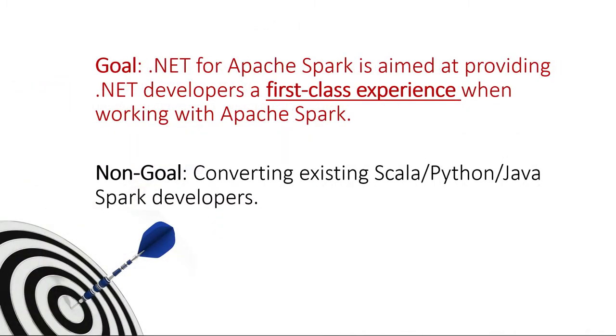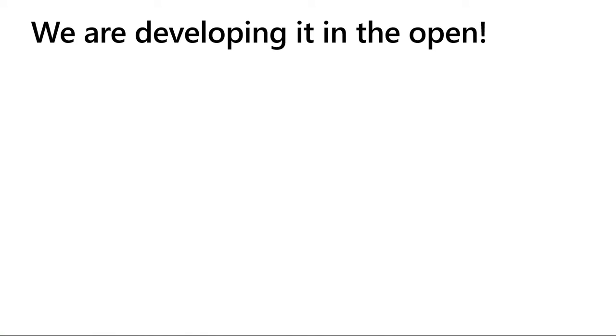So the goal for .NET support in Spark is to make it easy for .NET developers to get a first-class experience when working with Apache Spark. We don't aim to convert Python and Scala programmers necessarily. I mean, if they want to come and switch, that's fine, but that's not the main goal of this endeavor. One thing that we have been doing is developing it in the open from the start, so it's part of our .NET Foundation.